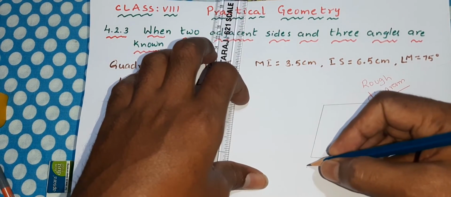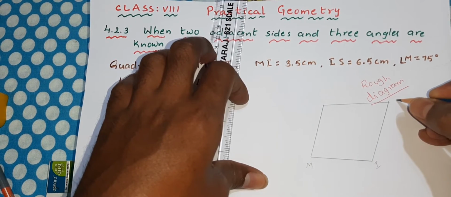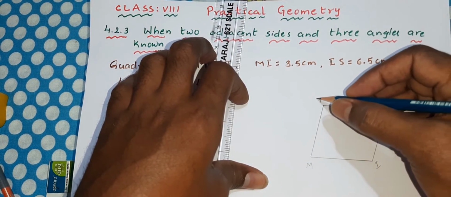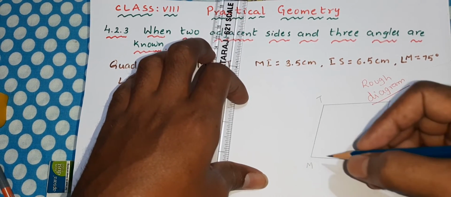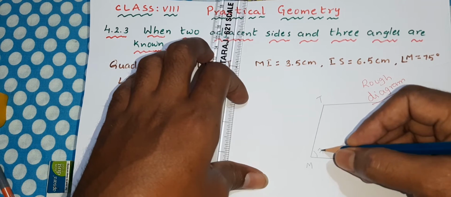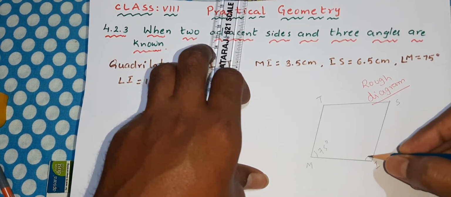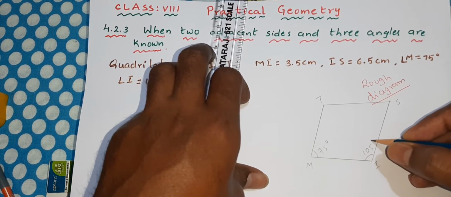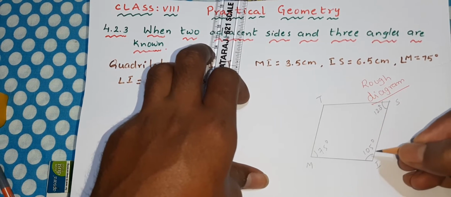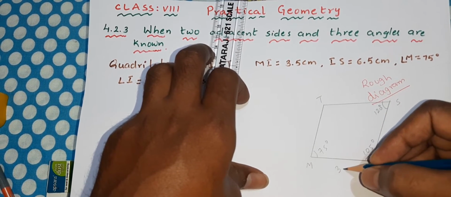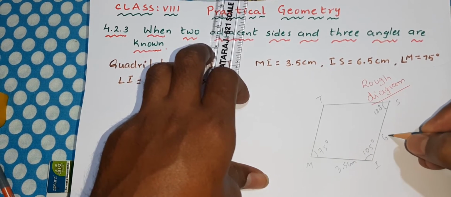So here MIST, right? So at M is 75 degrees, at I is 105 degrees, at S is 120 degrees. The given MI is 3.5 centimeter, IS is 6.5 centimeter.